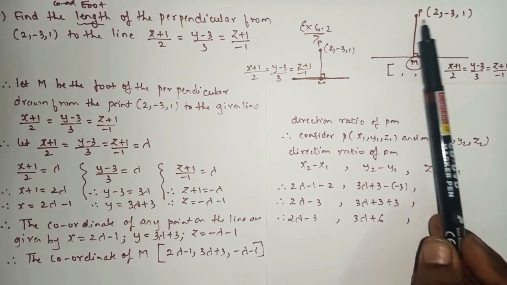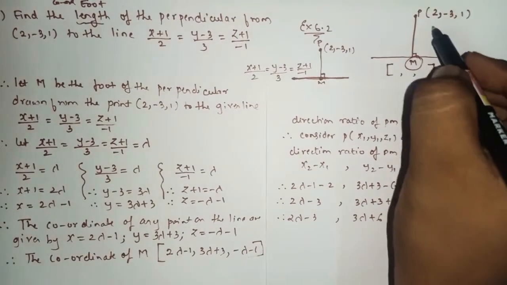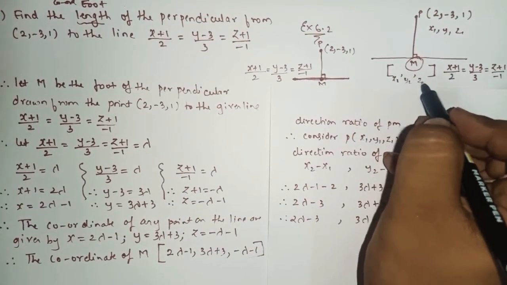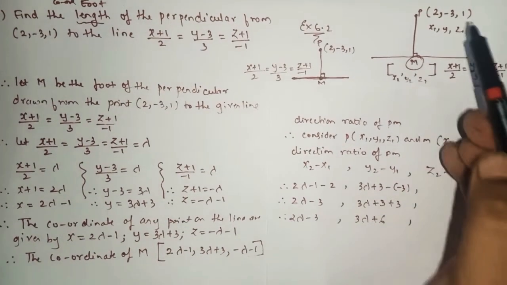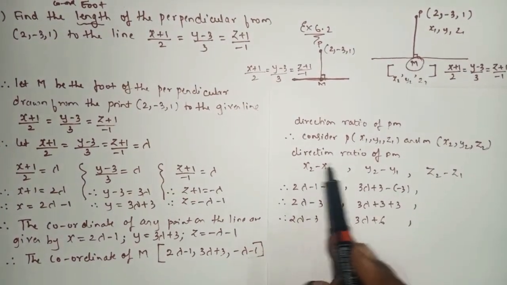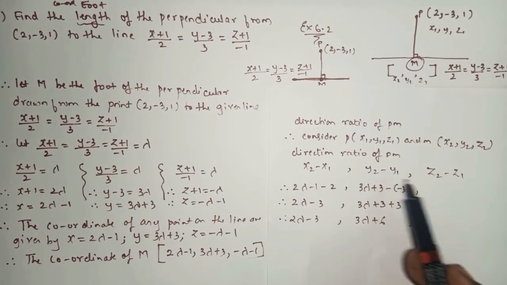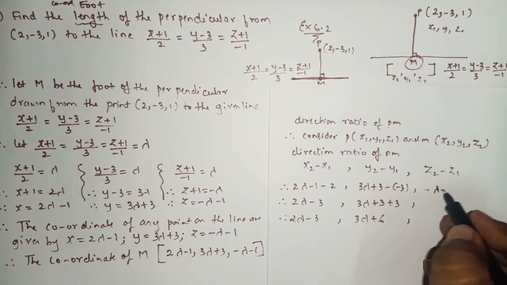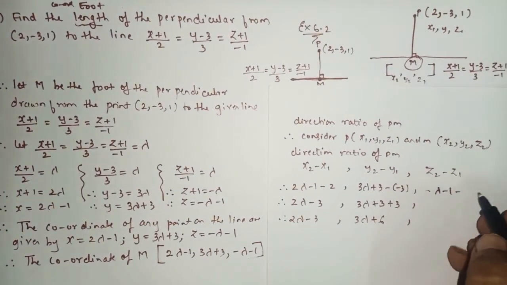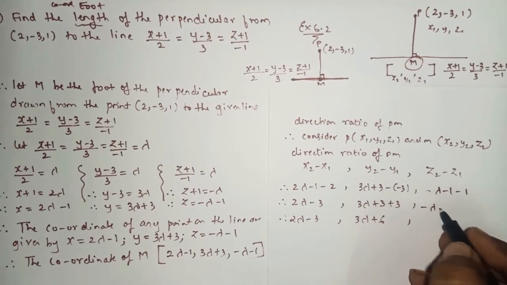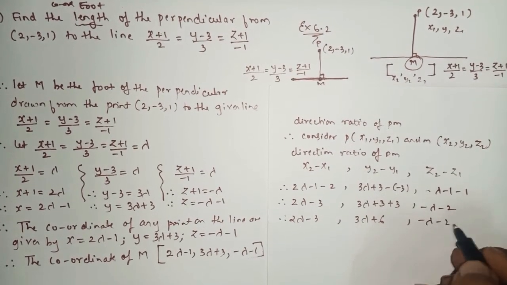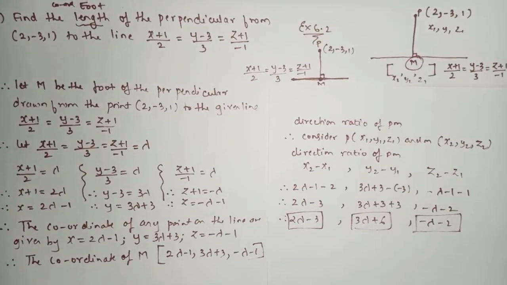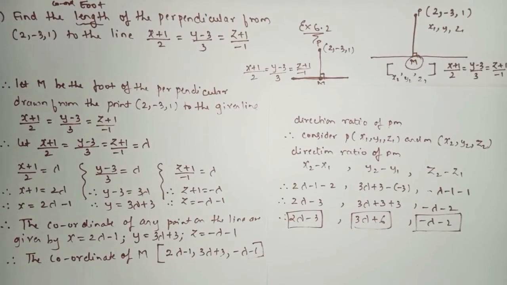So we'll consider P as x1 y1 z1 and M as x2 y2 z2. Here it is x2 y2 z2 and this is x1 y1 z1. Using the concept of direction ratio, x2 minus x1, y2 minus y1, z2 minus z1, we get the answer. So what is z2 here? Minus lambda minus 1, minus z1 is what? 1. So minus lambda minus 2. So here we got the answer, the direction ratio of PM. Yes or no?